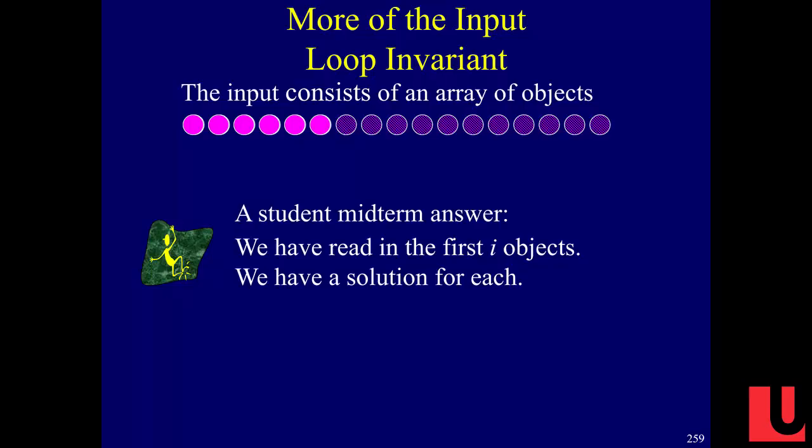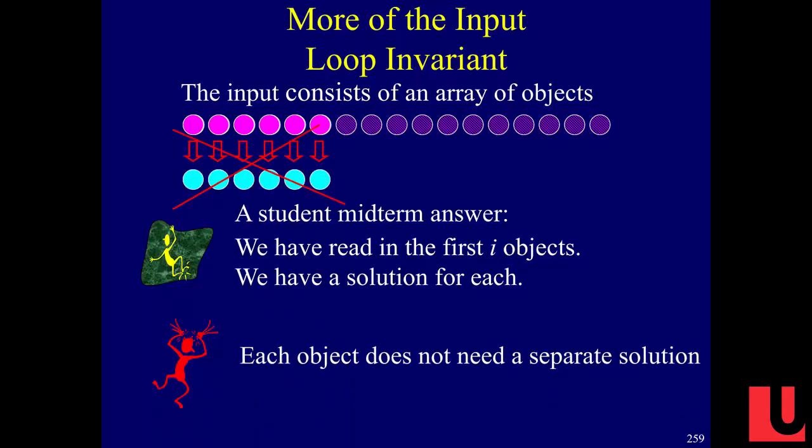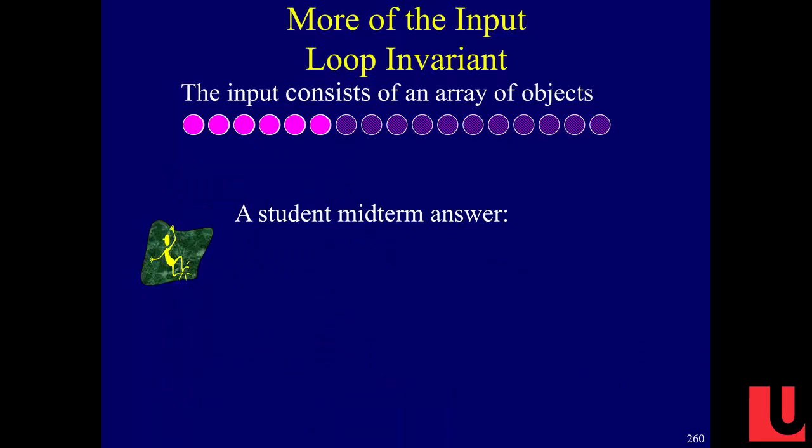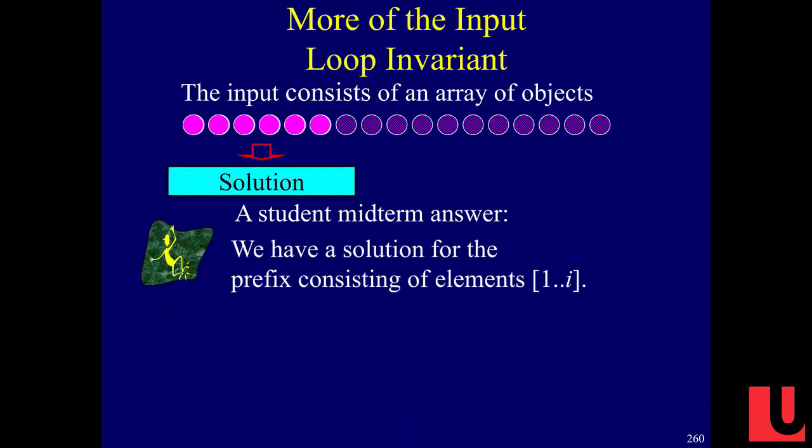Even what you say, I don't completely like. We don't have a solution for each number. What does it mean? I've sorted the 2 and I've sorted the 8? No. You've considered the whole thing as one object and you've sorted it. Everybody following that? So here we have a solution for the prefix of elements. So that's what we want. Everybody good?